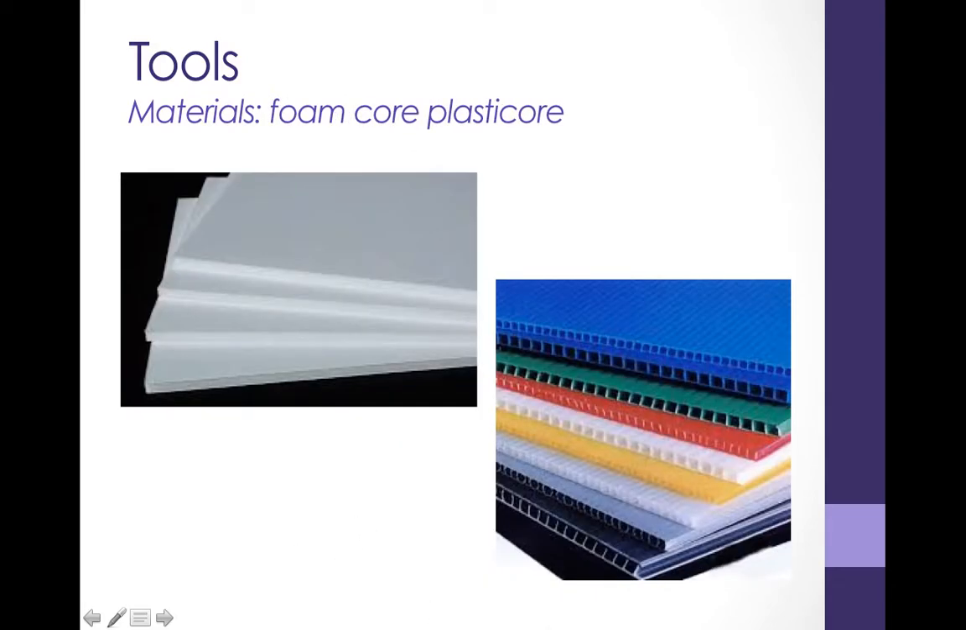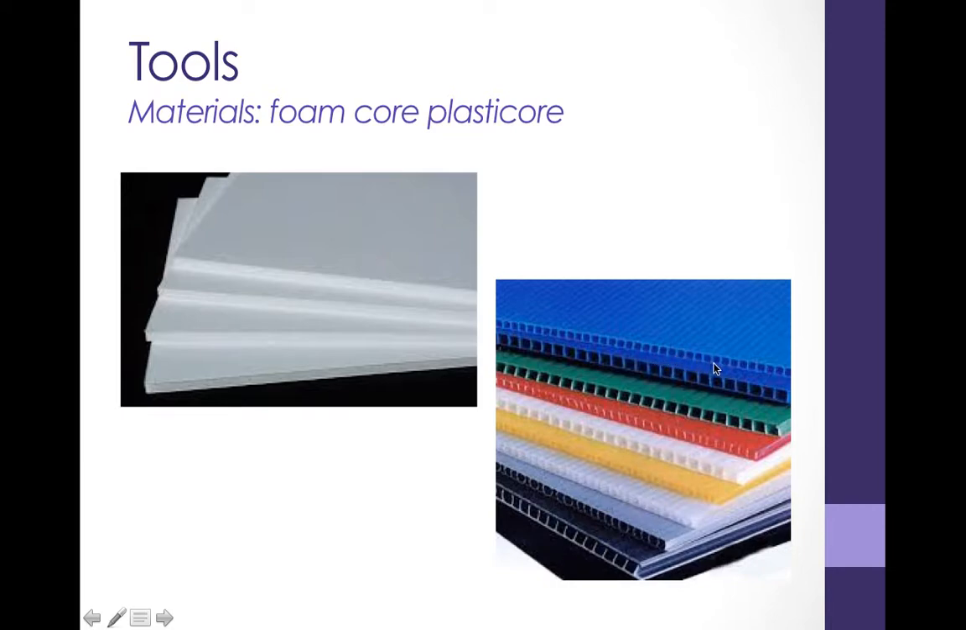So our next material is foam core or plastic core. And that's commonly used as a lightweight, sturdy surface on which to mount symbols or other displays. So the black and white here is foam core, meaning on the outside it's poster board, and then in between the layers of poster board is foam. And then Plasticore is actually entirely made of plastic, and you can see that over here in the different colors.